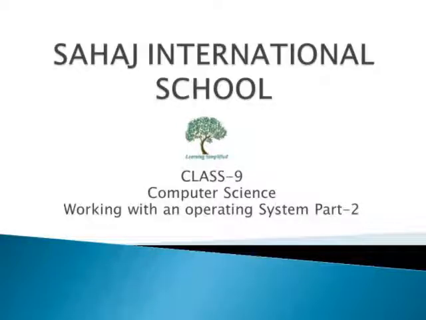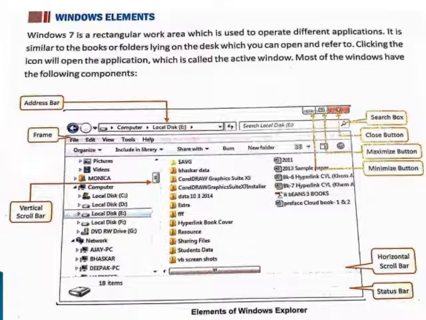Good morning, students. Let's continue our module on computer science, working with an operating system, part 2. In the earlier module, we learnt about Windows 7 and its different components. In this module, we will learn further how to store a file, what is a file, toolbar, taskbar, all these things are in this module. Windows element.